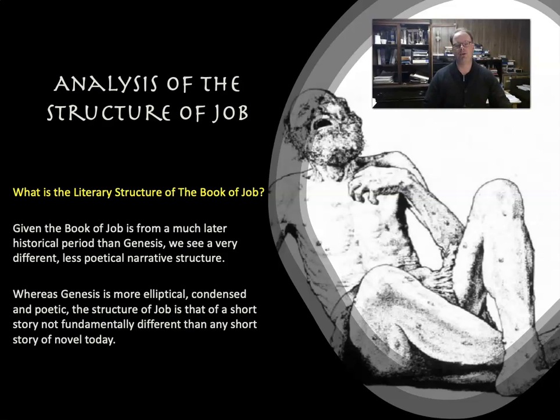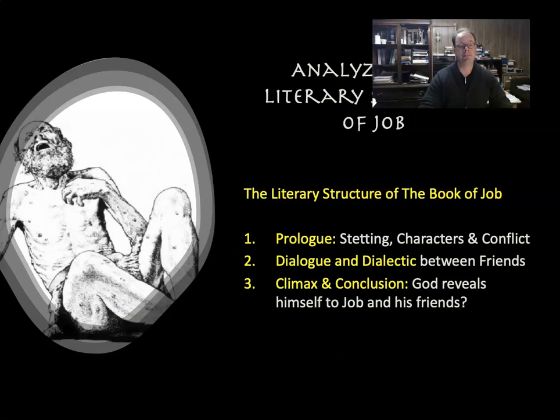So just to make the point, Genesis, the structure, is elliptical, condensed, and poetic, whereas we see a very different, more expanded structure in Job. And that structure becomes very clear. We start out with a prologue or exposition.